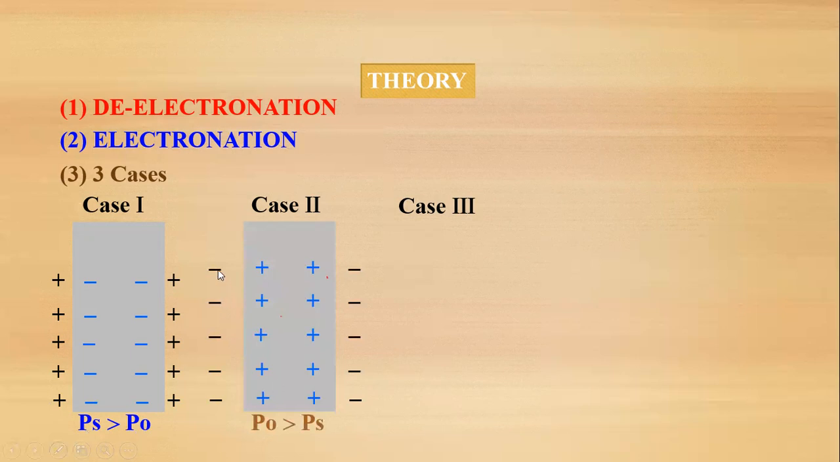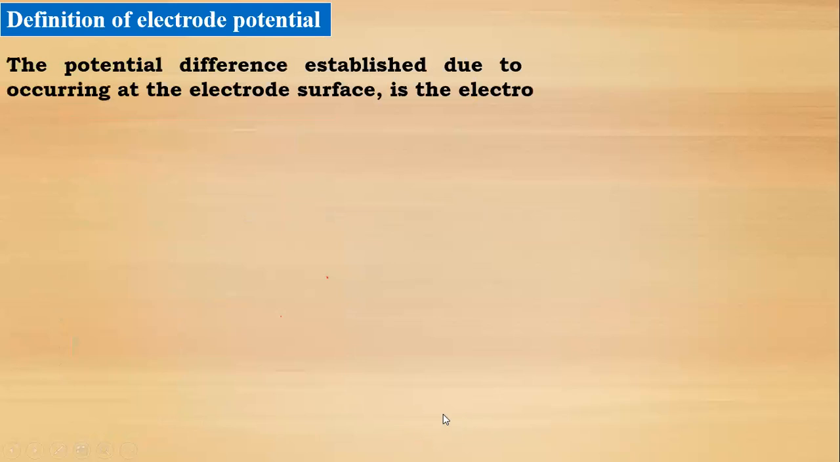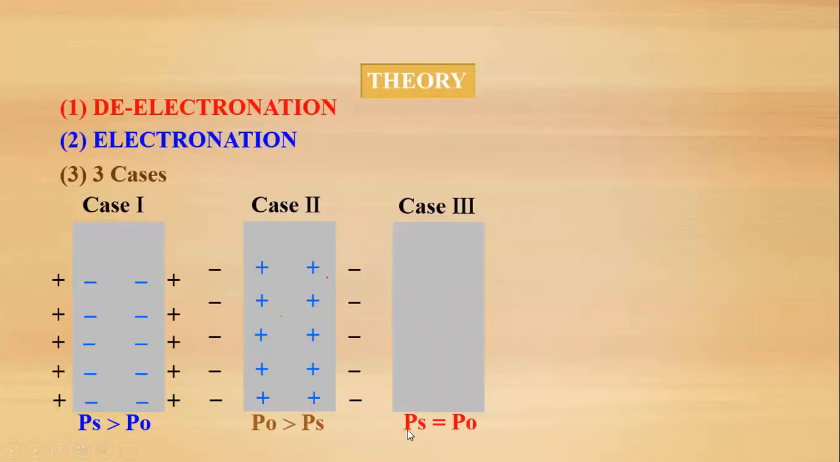Case two, in this case, outside is negative, right? And inside is positive. In this case, the osmotic pressure is greater than the solution pressure. And here is the case where solution pressure and osmotic pressure both are equal, right? So here a potential difference will be created, but here no difference will be created, so there will be no flow of electricity.